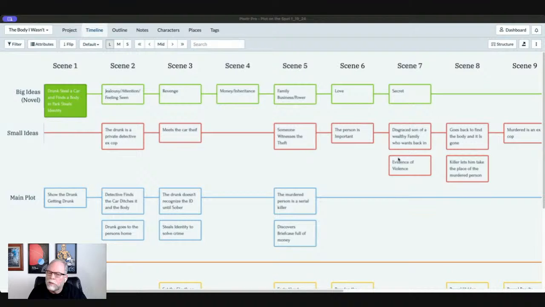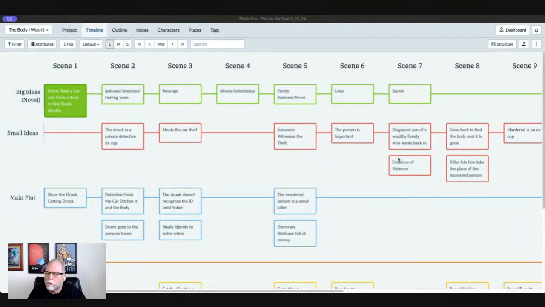So number 5, family business, power. We have a vote for money inheritance. Money inheritance is really common. That's pretty easy. Established as a real member of the family. Yeah, so that would be kind of that jealousy thing. Number 7, secret. Secrets are always good because that adds an easy way to add mystery to things, right?